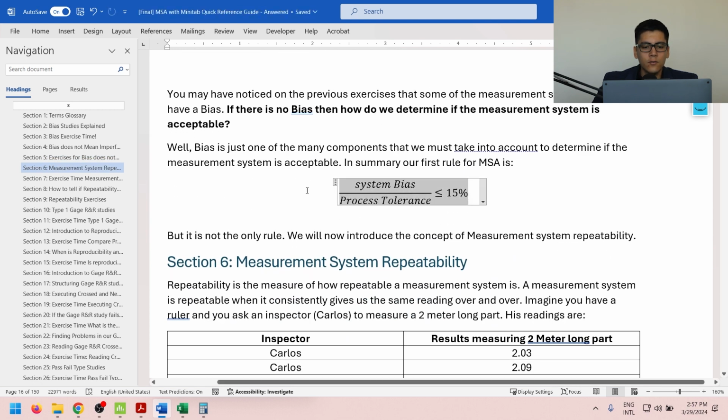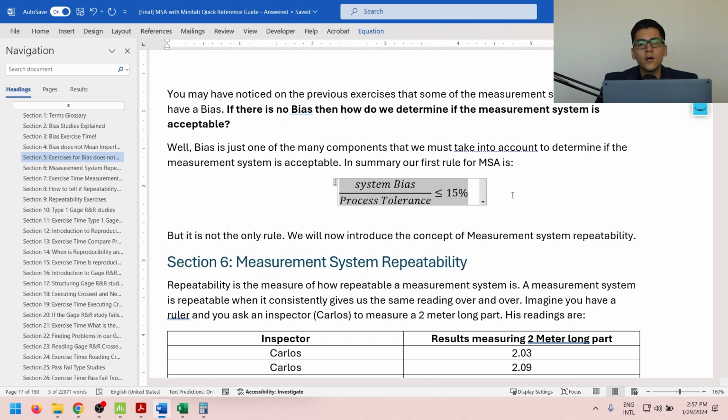So overall, the first rule that I want all students to be aware of is system bias divided by the process tolerance must be less than or equal to 15%. But this is not going to be the only rule. We will cover future rules in the next lesson.